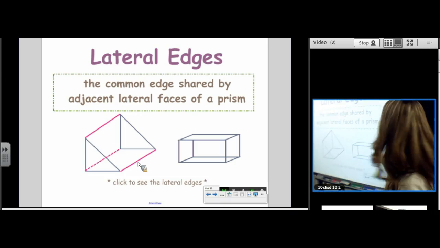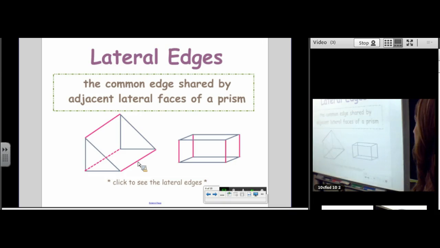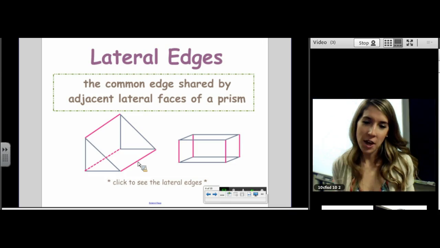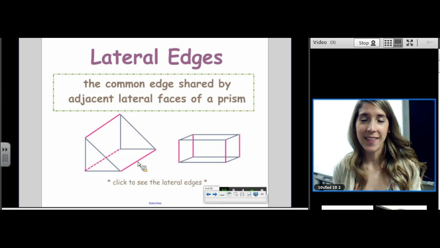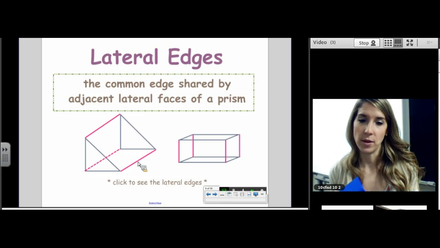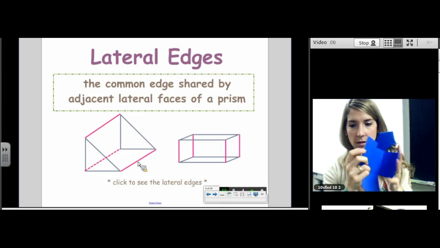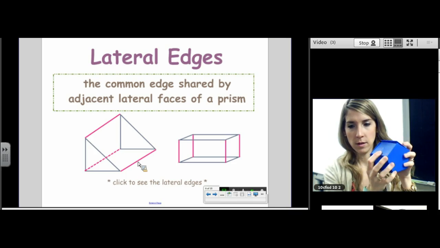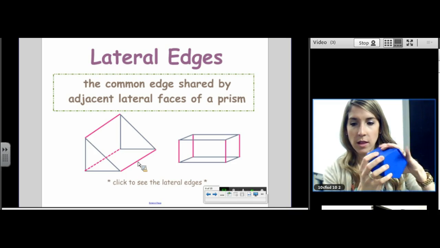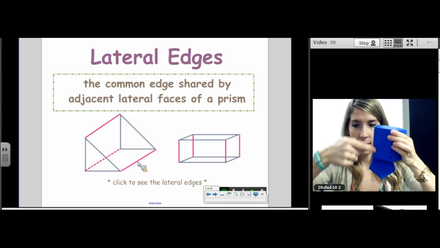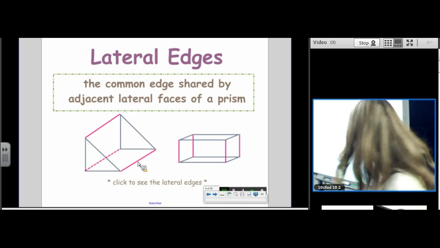Okay, watch the next one. Okay, they just turned purple. So, we're going to find out in a little bit that the lateral edges are really the height of the prism. They're the height. Here's the net, if you wanted me to unfold it. So, the lateral edges would be right here. That would be a lateral edge.